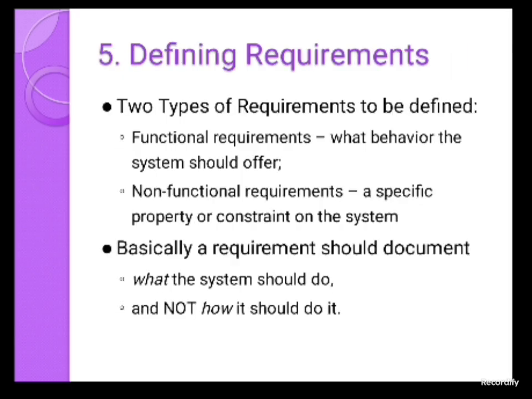So next one is defining the requirements. Requirements are mainly classified into two types: functional requirements and non-functional requirements. Functional requirements describe what the software should do, such as user login, searching the records, generating the reports, and processing payments. The second one is non-functional requirements, a specific property or constraint of the system. It specifies how well the system should perform. Examples include speed, security, reliability, and performance. One important rule is that a requirement should describe what the system must do and not how it should be implemented. The implementation details are decided later during software design.